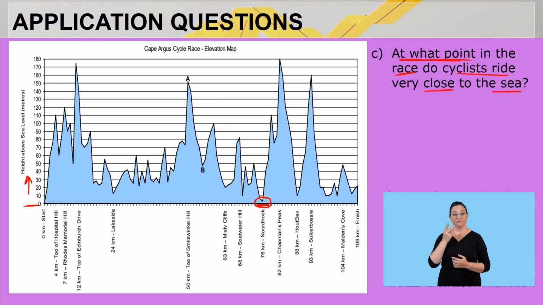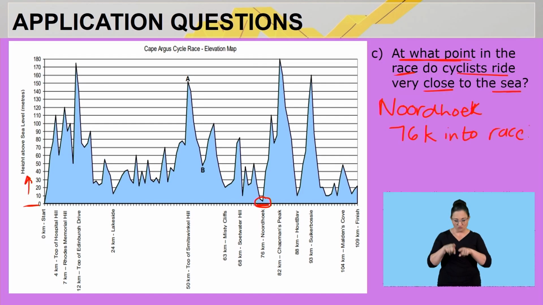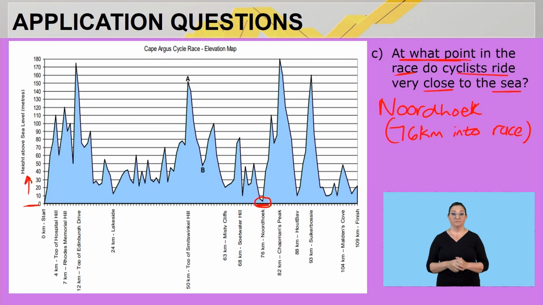So therefore, I'm sure you'll agree that at Noordhoek, that's the point where these riders are closest to the sea. So we can basically say about 76 kilometers into this race. So at Noordhoek, or I can also say about 76 kilometers into this race. Let me write it properly. 76 kilometers into the cycle race. Guys, are we fine with that one?